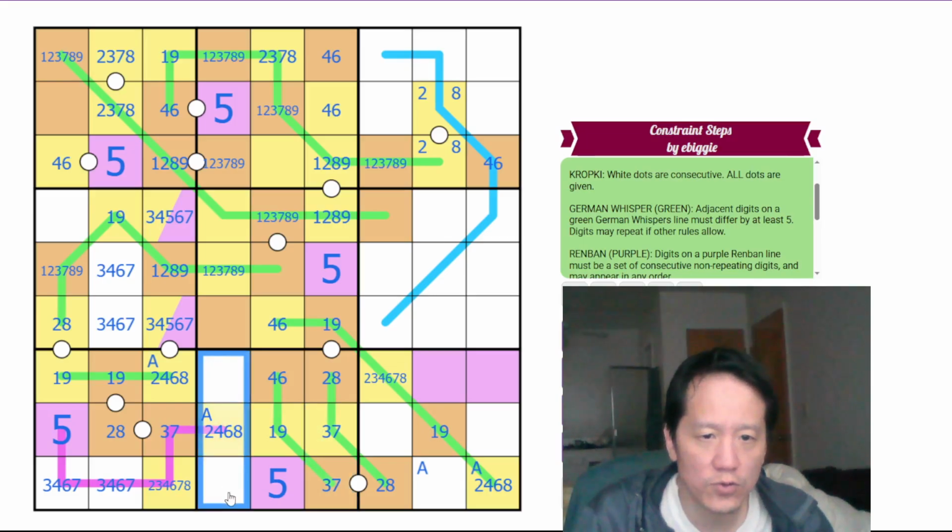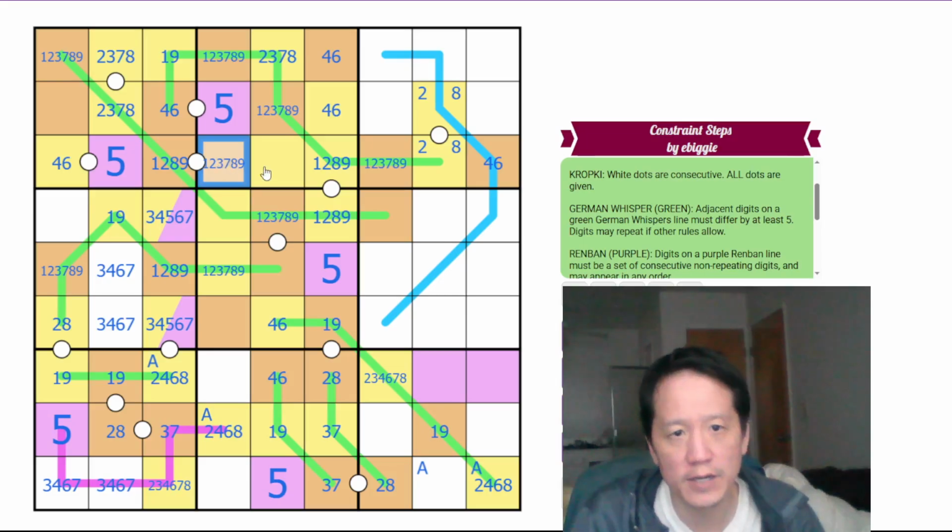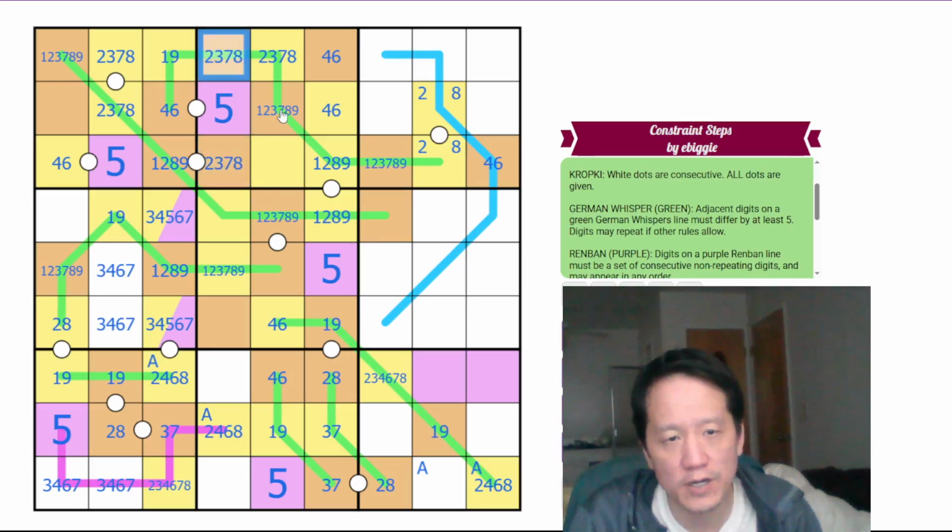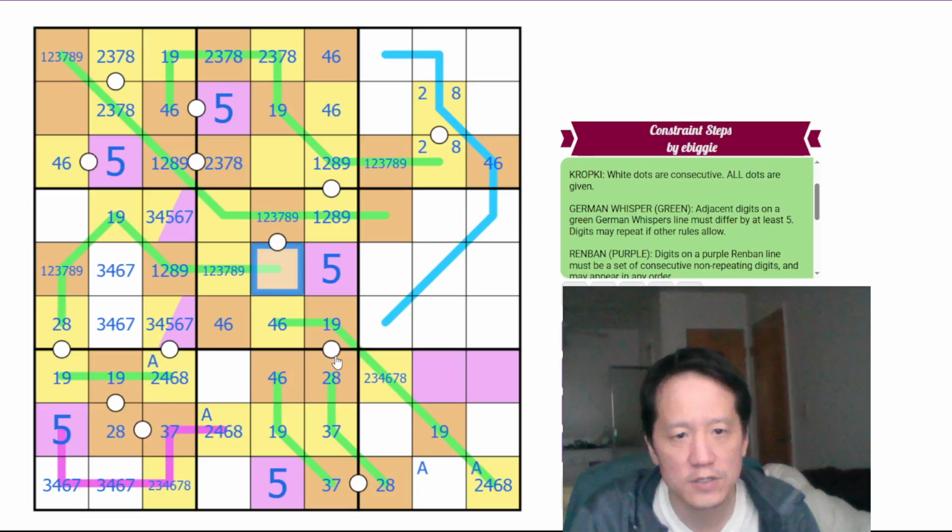We also have the orange 1, 9 here, so this cannot be 1, 9 or 1, 9. So this has to be the orange 1, 9 here. This has to be the orange 4, 6. This can't be 1, 9, 1, 9, so this is 2, 3, 7, 8.